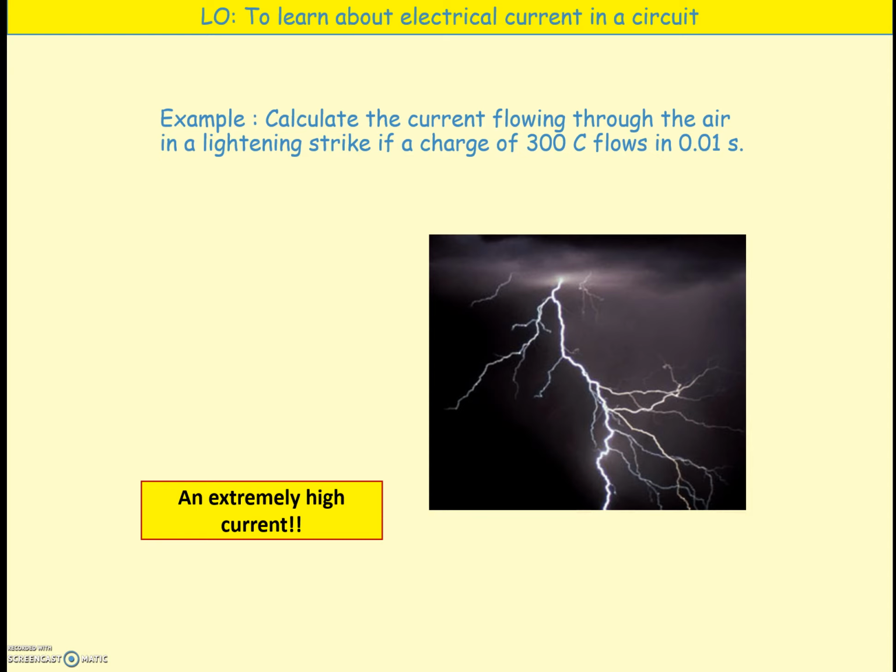So let's have a look at another one. Calculate the current flowing through the air in a lightning strike if a charge of 300 C flows in 0.01 seconds. Have a go at doing that.